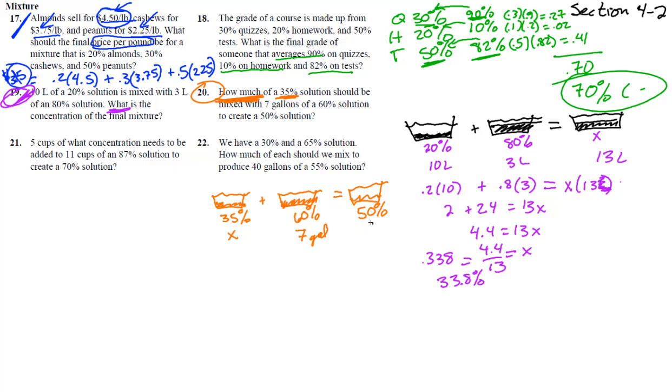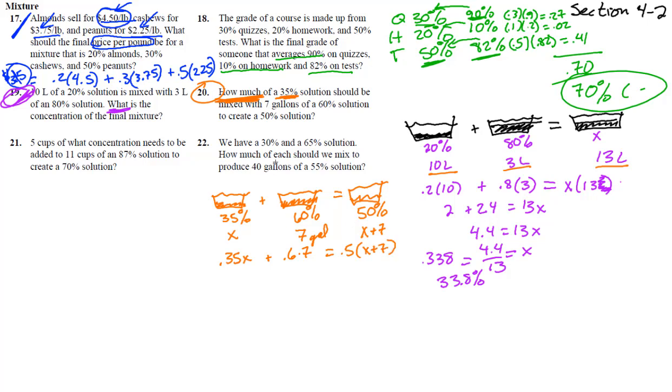Oh shoot, do we have another variable here? No! Look at what happened. 10 liters and 3 liters added to 13 liters, so this is just an X plus a 7. That's how much we have. Notice this is still just one variable. This is something we could have solved back in chapter 2. This is 0.35 times X plus 0.6 times 7 equals 0.5 times X plus 7.